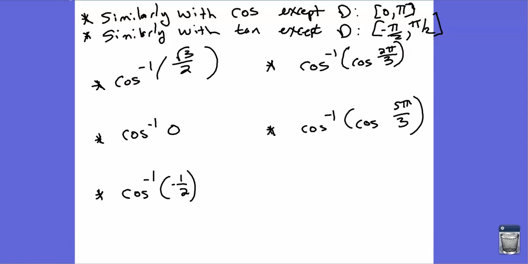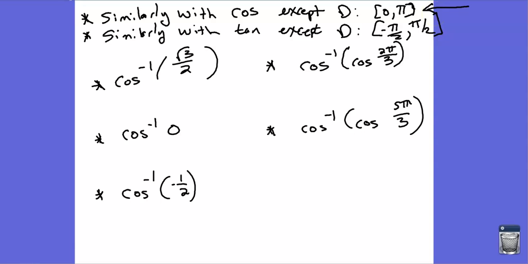All right, I've been focusing on sine primarily. Now let's look at some other functions real quick. I just have a quick comment. Similarly with the cosine, except the domain is from 0 to pi. Now you're saying, well, why is it from 0 to pi?